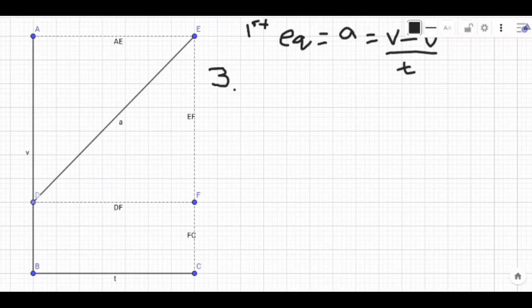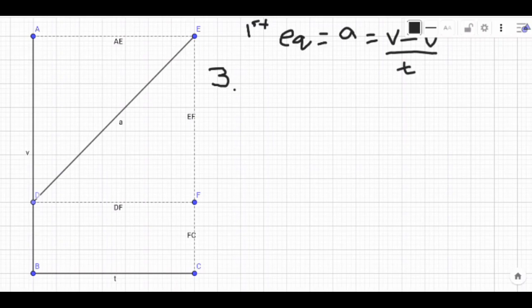In the third equation, we find the distance as well, but this time from a different formula. As you know, we'll have to find the area of the graph, but we'll find it from the formula of a trapezium. Now the formula of a trapezium is half into the sum of its parallel sides multiplied by the height. The sum of its parallel sides is DB plus EC, where DB is the initial velocity and EC is the final velocity. So it's equal to U plus V. And the height here is DF, which is time.